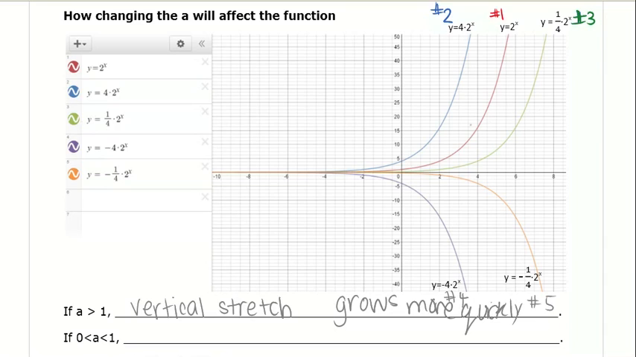For my green one, the one all the way to the right on the top, we multiplied it by 1/4 out front, so that definitely shrunk the y-intercept. It's even kind of hard to see there. But it lowered that y-intercept, and notice it's taking a lot longer to grow. So when we have that a value of a fraction, that's going to be a vertical shrink because it's going to grow more slowly.